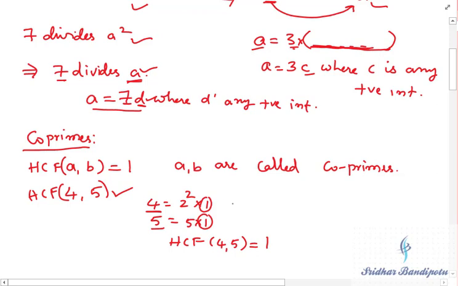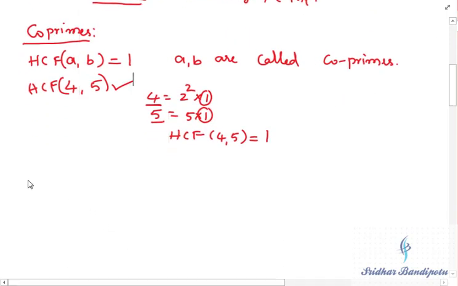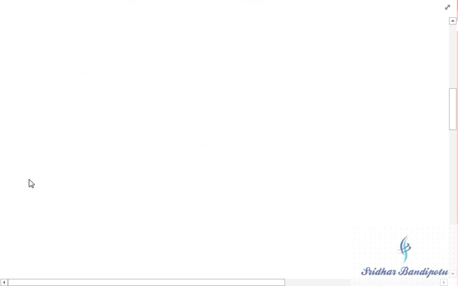So, is it clear? If you know these two concepts, then we are going to prove how root 2 is an irrational number. Prove that root 2 is irrational.